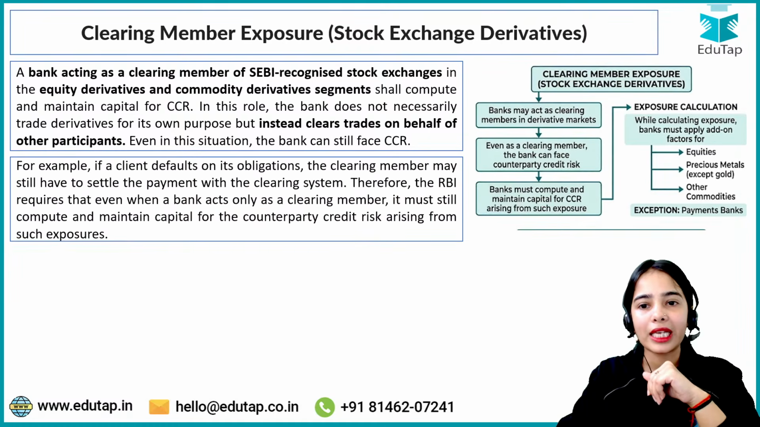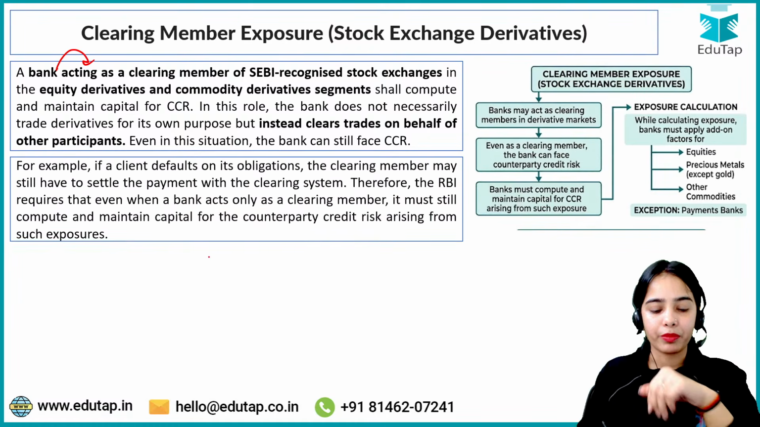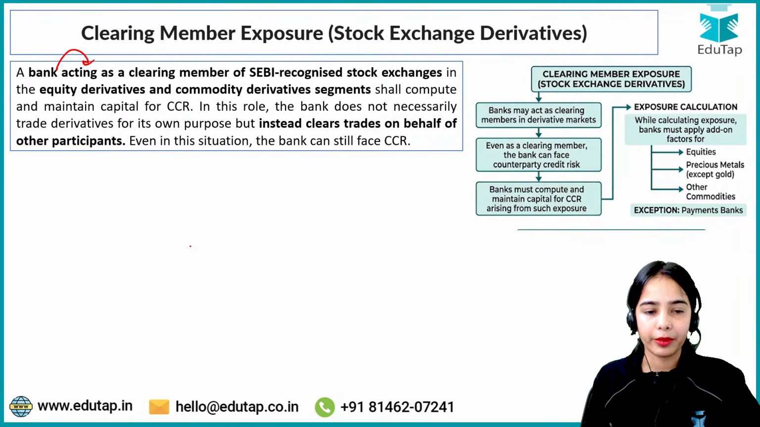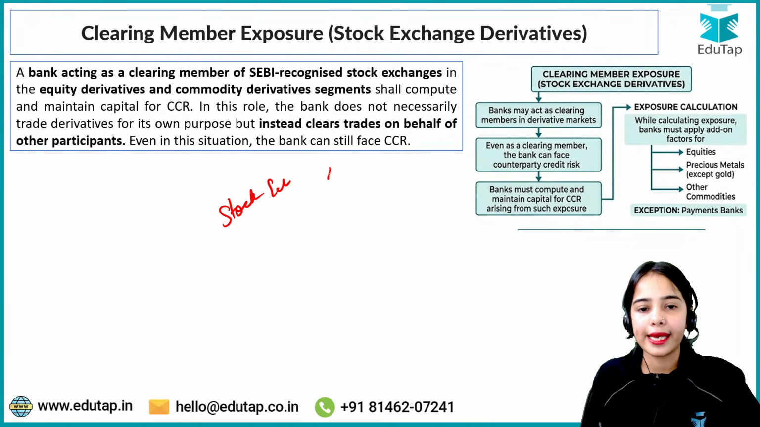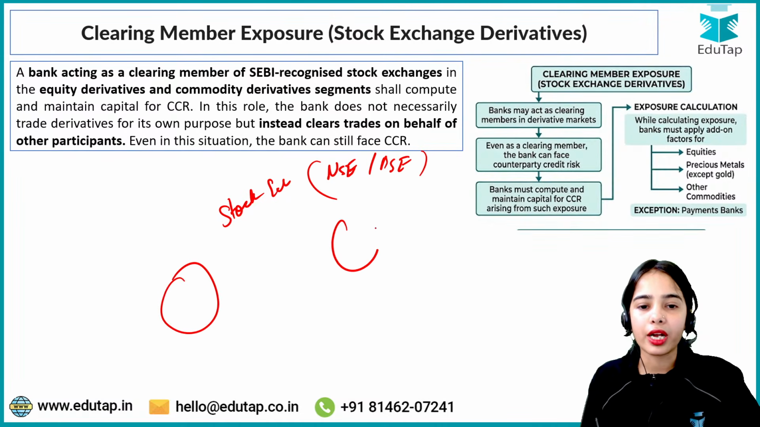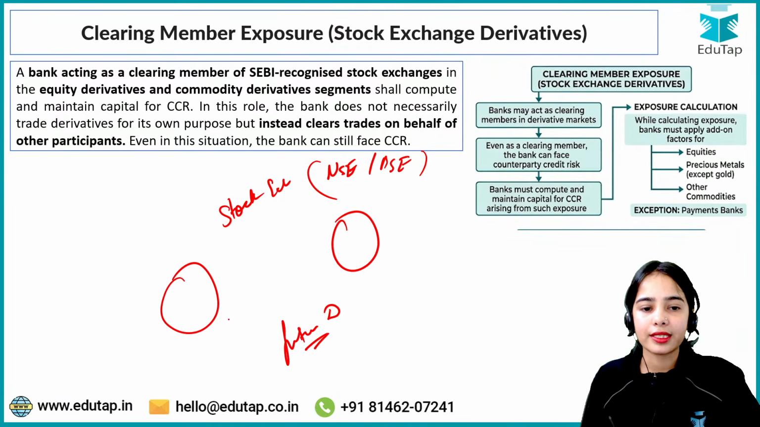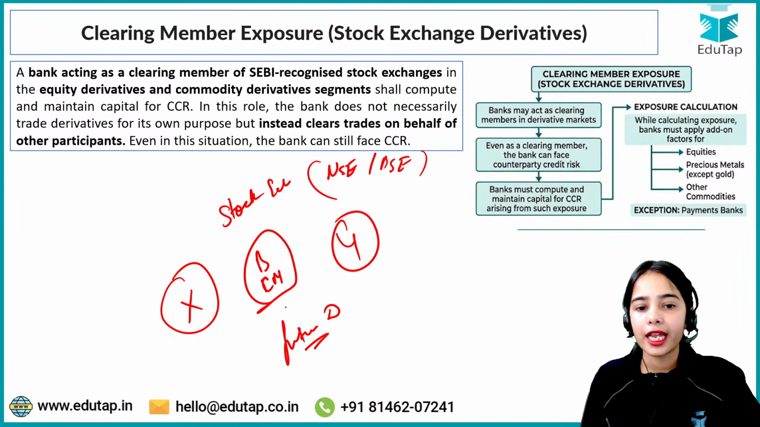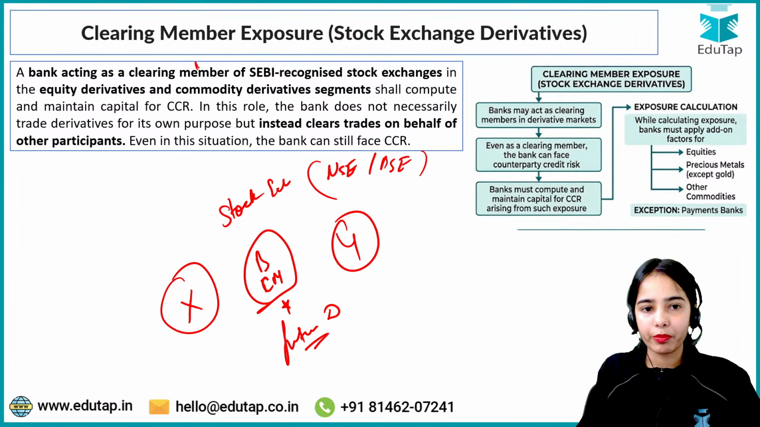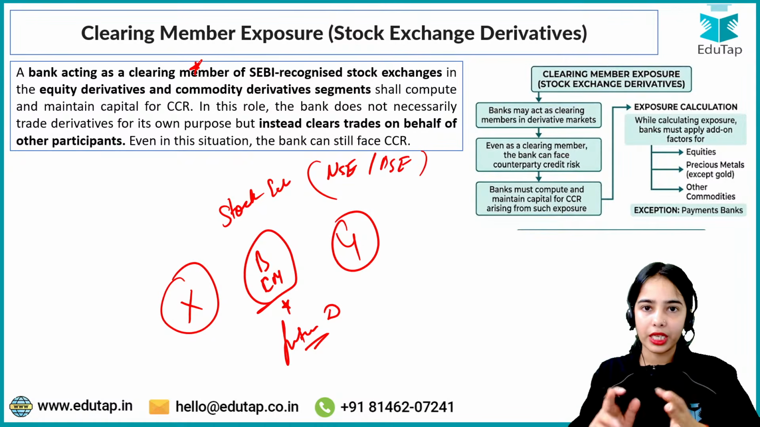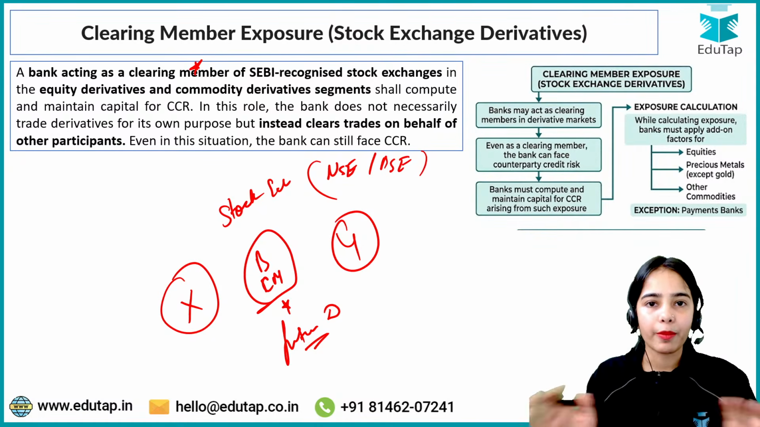Now coming to the next point, the bank can act as a clearing member. Let's say there is a settlement that has to happen. In the stock market, in the NSE or BSE, the National Stock Exchange or Bombay Stock Exchange, there is a future derivative contract signed between X and Y, and the bank is a clearing member that helps in the settlement of the contract. Clearing members clear and settle the contracts, and the amount that has to be paid.